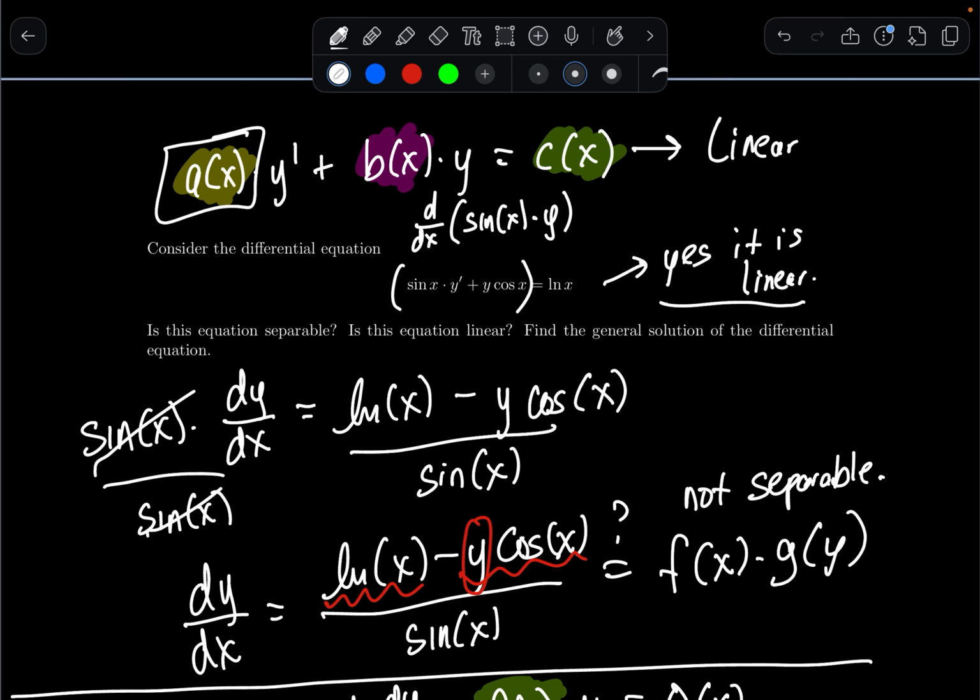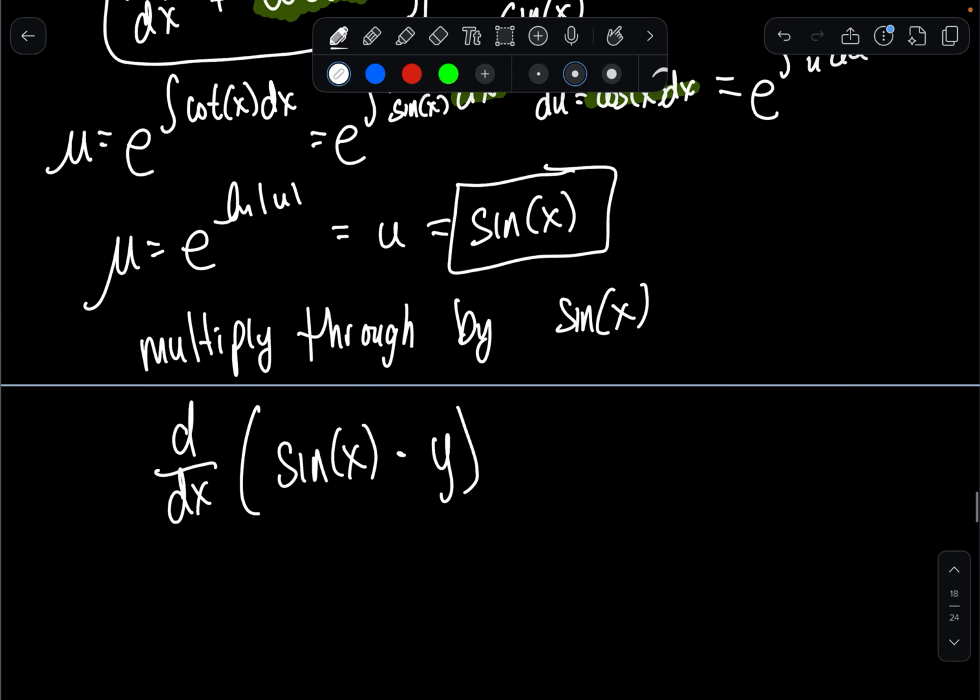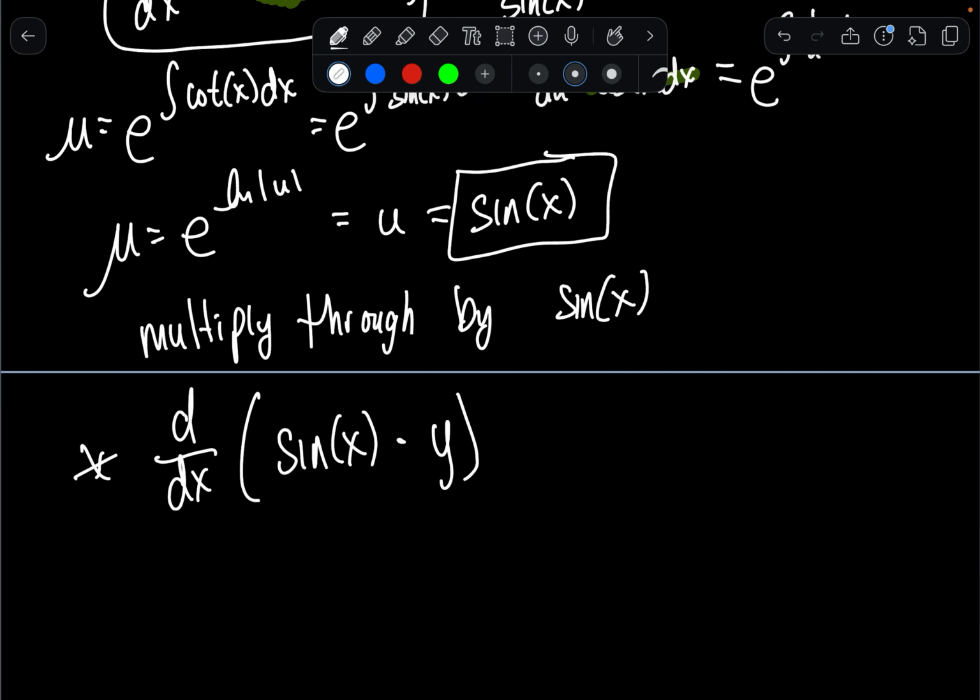Once you multiply through by the integrating factor, the left side will always be the derivative of the product of the integrating factor times the original function, or the dependent function. So the product rule says you leave the sine of x alone, and you multiply by the derivative of y, which is y prime, and then you do it the other way around. Now you take the derivative of sine, which is cosine, and then you leave the y alone. And notice that's exactly what the left side is. So this left side here is the derivative of this product. So we are correct here.